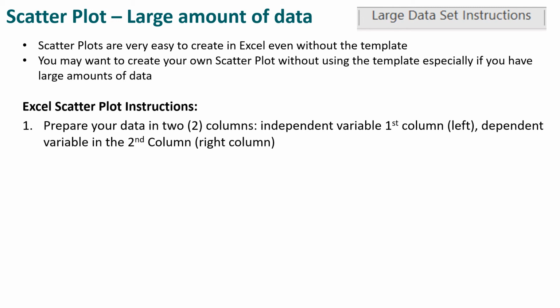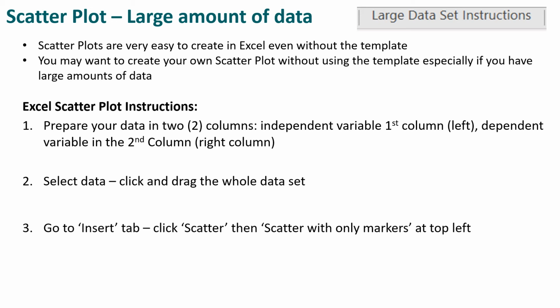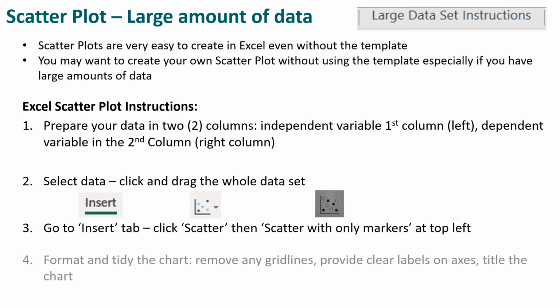First of all, prepare your data in two columns. The independent variable is in the first column, the left-hand column, and the dependent variable is in the second column, the right column. Step 2 is to select the data by clicking and dragging the whole data set. Step 3 is to go to the Insert tab, then click Scatter, and then scatter with only markers. The chart will then automatically be created. Then you'll just need to format and tidy up the chart. And this would mean removing grid lines, providing clear labels for the y-axis and the x-axis, and also giving the chart a title.